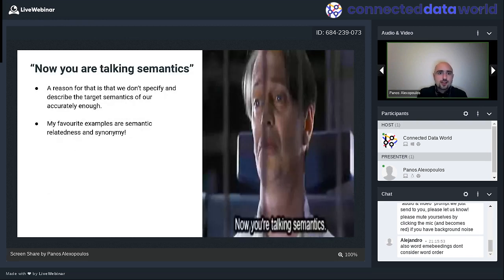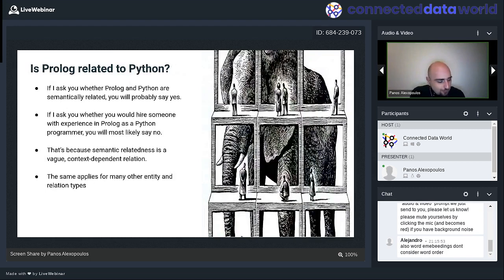And the reason for that is that we often don't specify and describe the target semantics accurately enough. My favorite examples here are semantics related to synonymy. And this is related to the question that someone posed earlier about how we validate semantic relatedness. Many of you here are computer scientists, right? So if I ask you, is Prolog semantically related to Python? Some of you will say yes. Why? Because they are both, for example, programming languages.